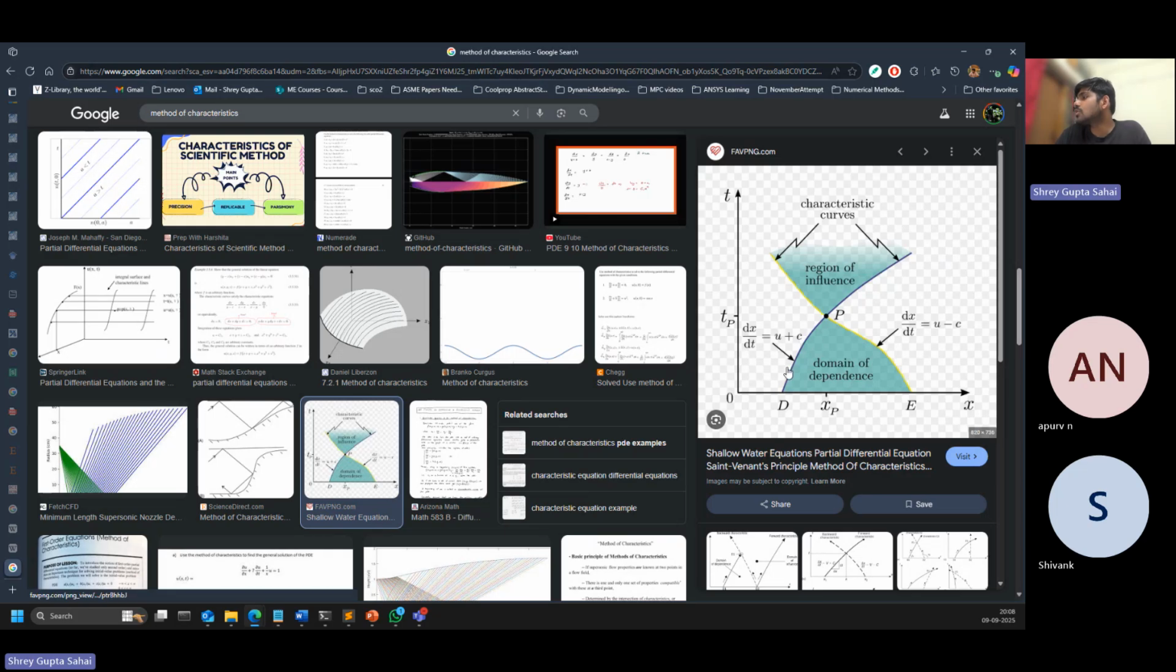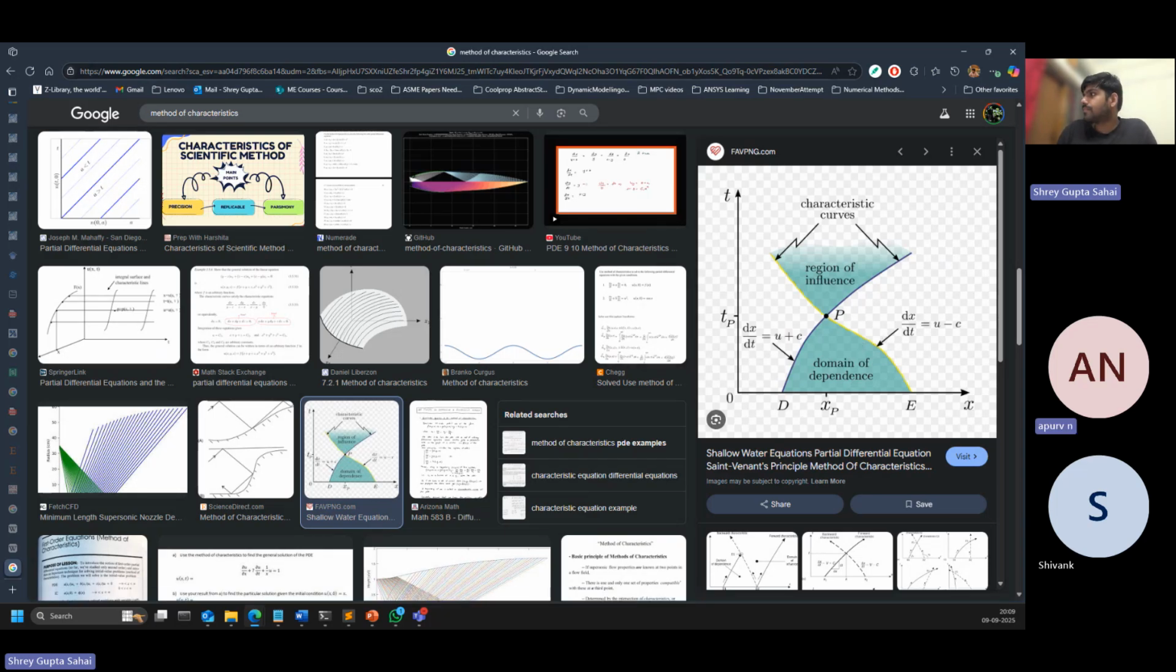Just one last line. The slopes of the characteristic curves are actually dependent on the local velocity and the local speed of sound. So the wave velocity and the local particle velocity define the slope of a characteristic curve. I don't think it is related to eigenvectors or anything. Maybe it is somehow related, but generally I don't see a direct relation there.